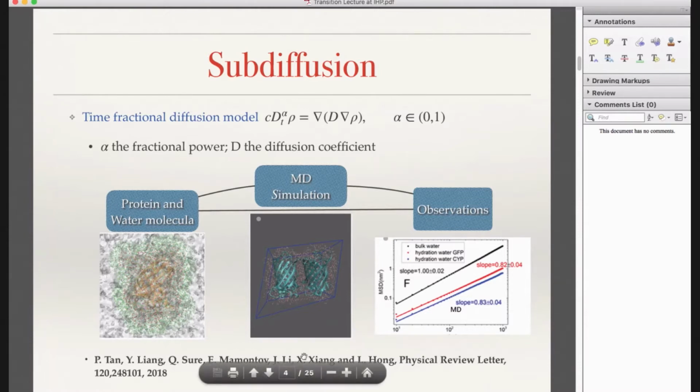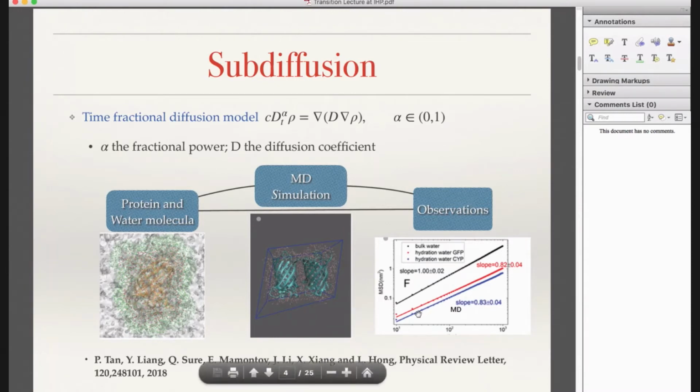Actually, these are a group of biophysicists in my institute. In 2018, they published a paper reporting really detailed measurements of the diffusive behavior of water molecules near the protein surface. What they observed is that in bulk water, it's normal diffusion. They plotted time versus mean square displacement, and observed that in bulk water, the water molecule is performing normal diffusion.